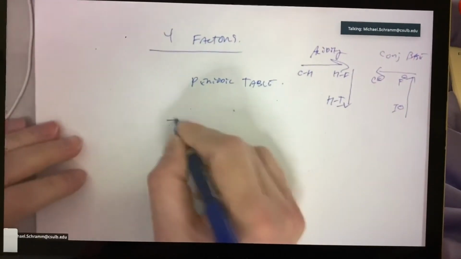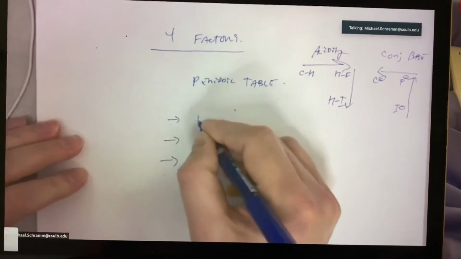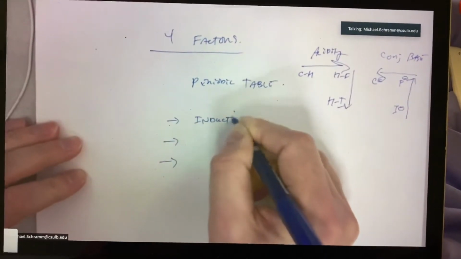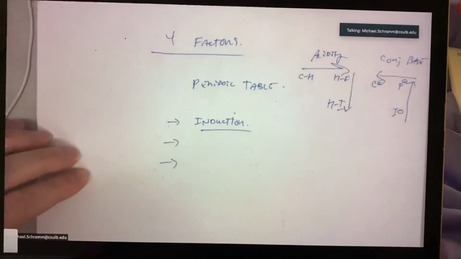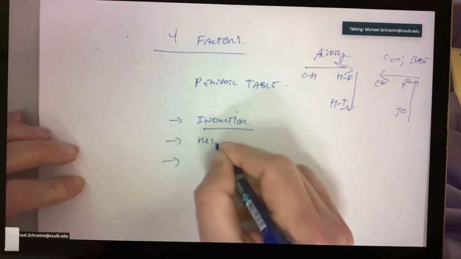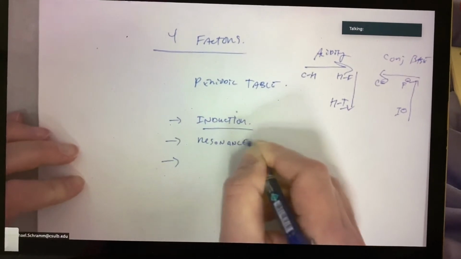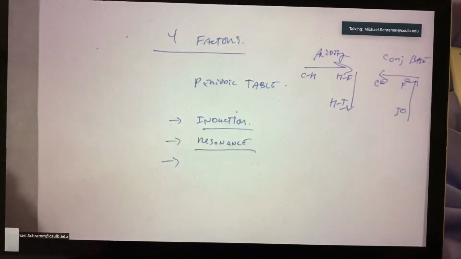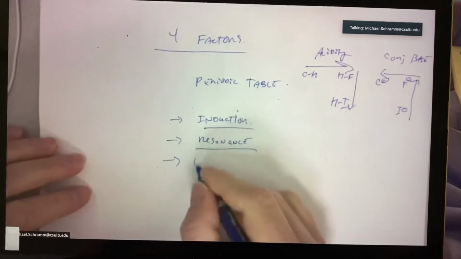But we're going to talk about 3 things today. We already know what the prelude is for them. We're going to talk about induction. This is related to bond polarity and electronegativity. We're going to talk about resonance, an increasingly important phenomenon in this class as we move forward. And we'll talk about hybridization.